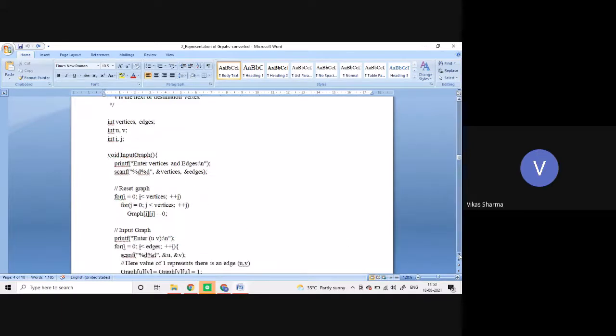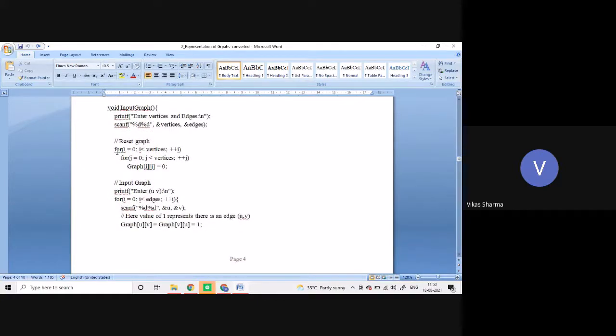We are resetting the graph. So we are applying two for loops, one for the vertices and a second one over the edges. First, we take i equals 0, i less than vertices, i plus plus. It means we are increasing the values of vertices.